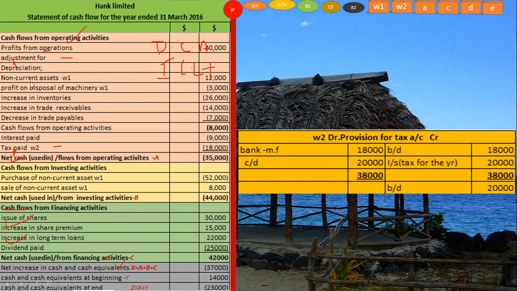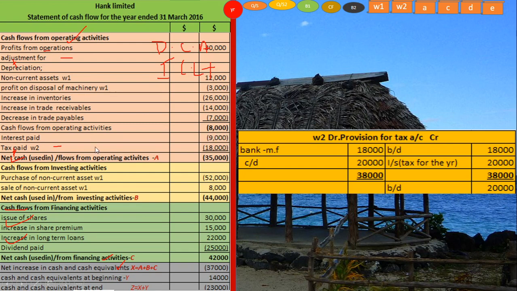Non-current assets, depreciation on non-current assets, you understood how this has come. Profit and disposal is done. Increase in inventories, increase in trade receivable, decrease in trade receivable, done. So you add this up, you get cash flow from operating activities. Add from 30,000, 12,000, minus. So if there is bracket, you subtract. If it's positive, you add. The net result is minus 8,000.